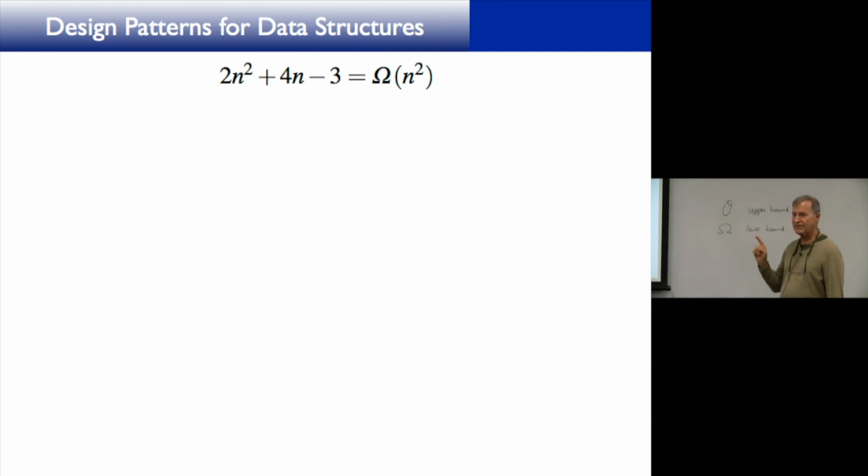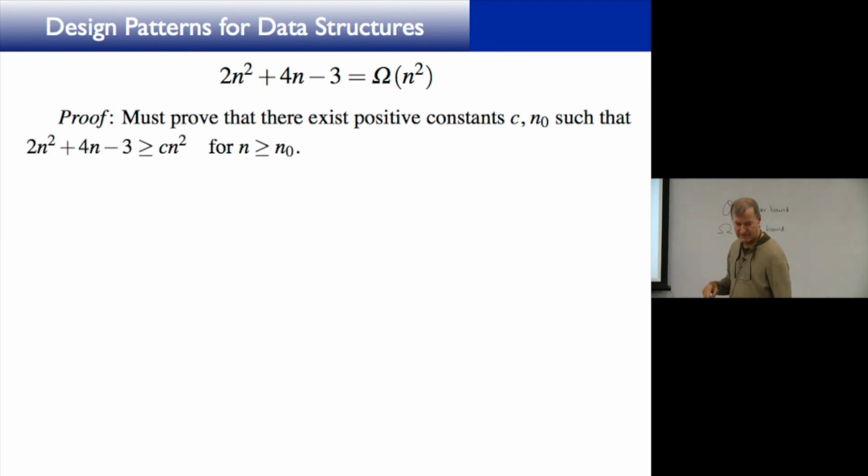So now what do we have to write down? There exists positive constants c and n naught such that what? 2n squared plus 4n minus 3 is greater than or equal to c times n squared for n greater than or equal to n naught. Okay, so here it is. Must prove there exists positive constants c and n naught such that 2n squared plus 4n minus 3 is greater than or equal to c n squared for n greater than or equal to n naught.